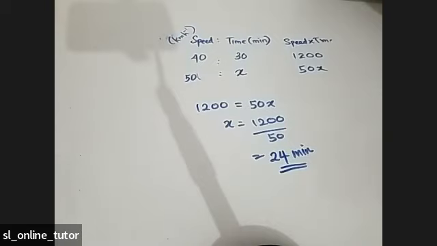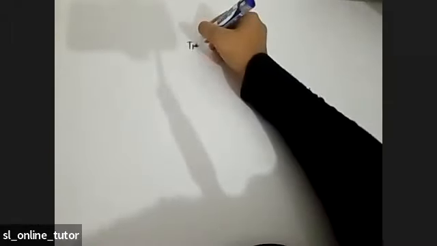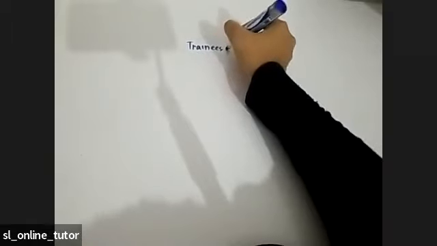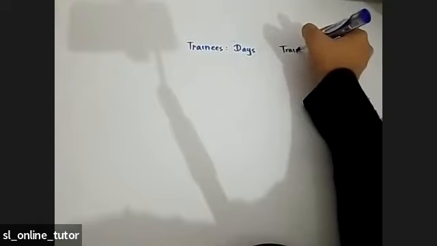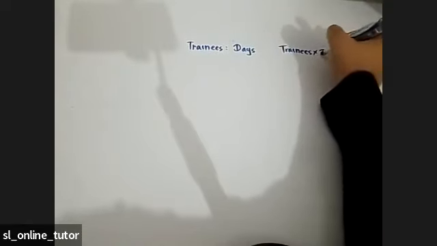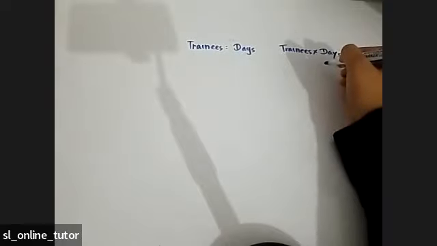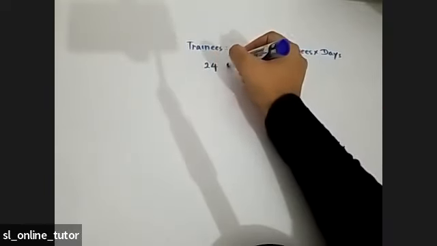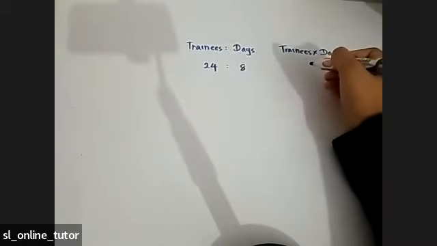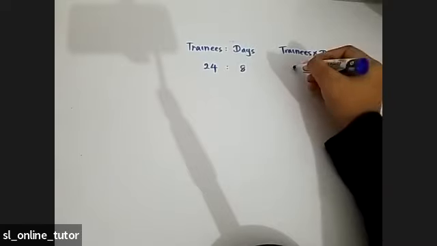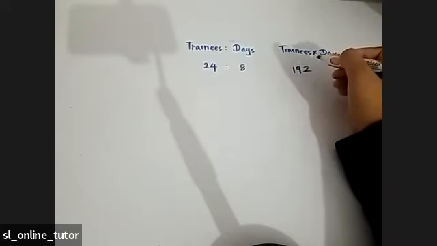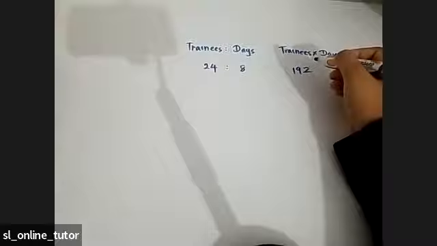Let's try. Food sufficient for 24 trainees for 8 days. So we can write trainees and days. Trainees is to days. Then I can write here trainees into days. So it says food sufficient for 24 trainees for 8 days. That means 24 times 8. 8 times 4, 32. 192, right?